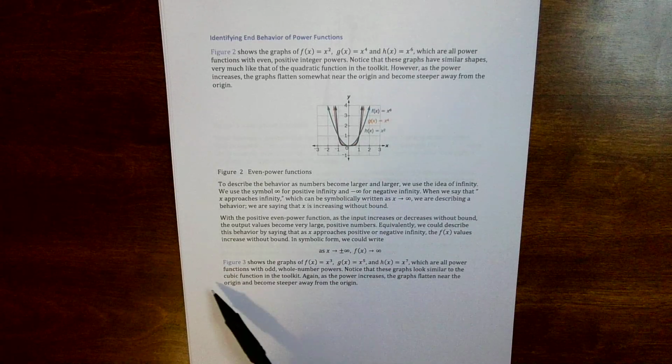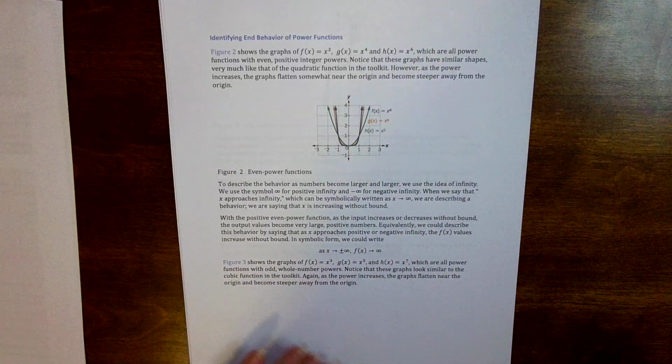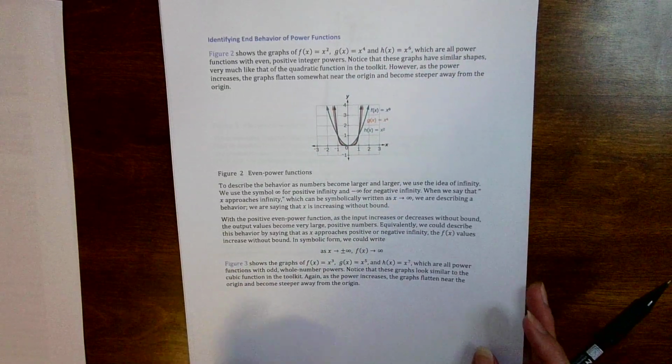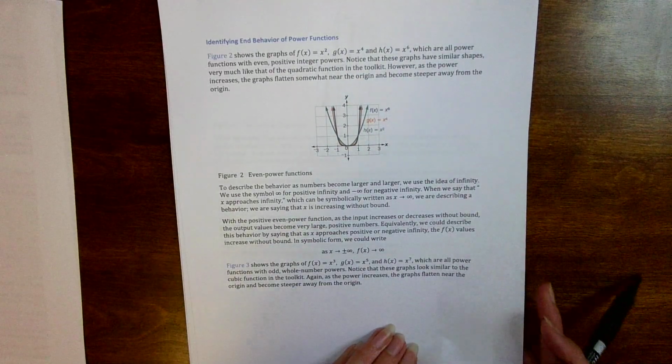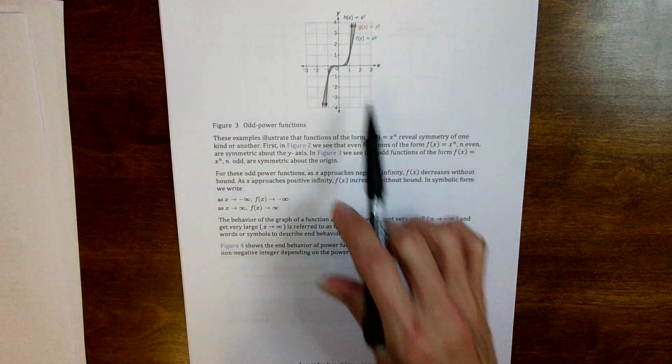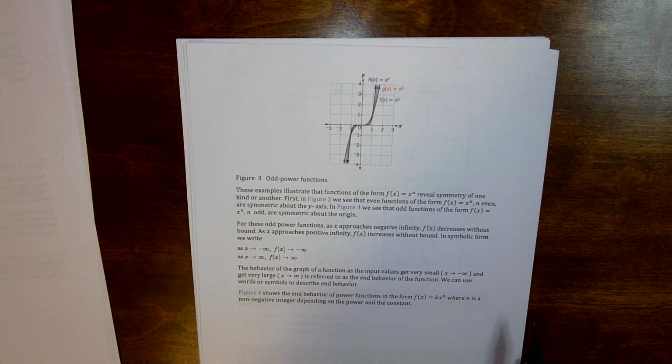These graphs look similar to the cubic function in the toolkit. Again, as the power increases, the graphs flatten near the origin and become steeper away from the origin. Oh, and there it is. I should have made a note that it was on the next page.